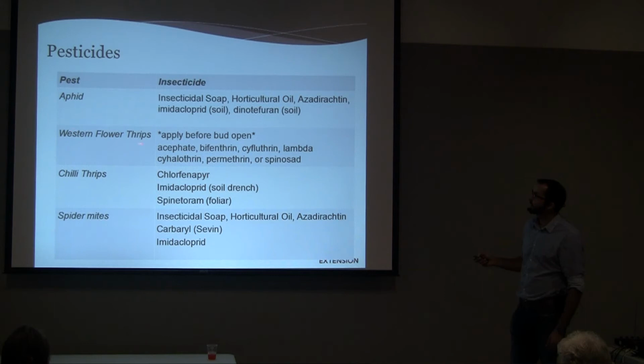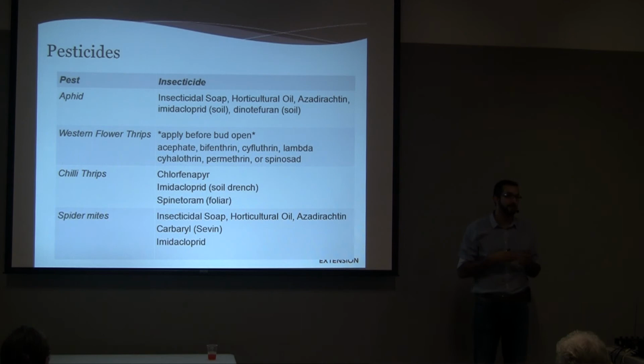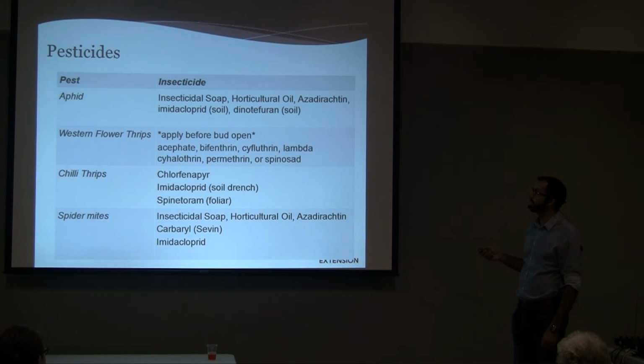With things like Western flower thrips, as the name suggests, Western flower, they tend to congregate inside flowers, which can make it very hard to control if you're trying to get them at that stage. If you're already in flowering stage and you have a lot of Western flower thrips, your best thing to do is to get rid of all the flowers at the same time so you don't have those same populations coming back, and then to treat the whole plant. Ideally, you want to treat before you actually get bud open. You want to use one of these different products.